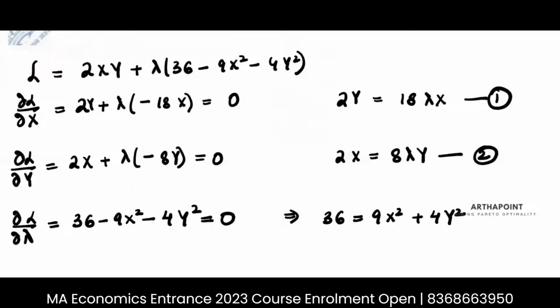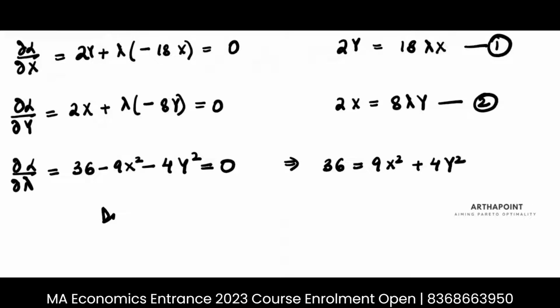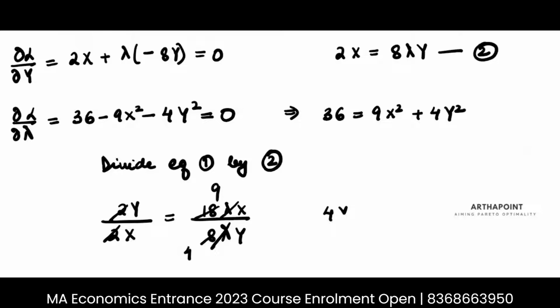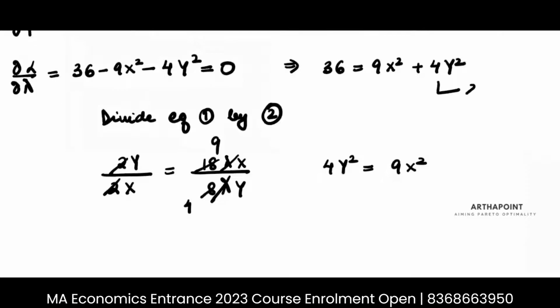Now, once we have got this, I am going to divide equation 1 by equation 2, and I will get 2y by 2x is equal to 18 lambda x by 8 lambda y. So this will be 9, this will be 4. 4y squared is equal to 9x squared, right? Now I'll put this back in equation 3, which is my constraint.